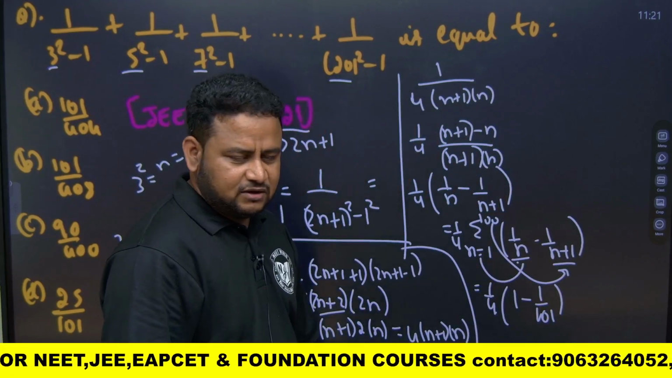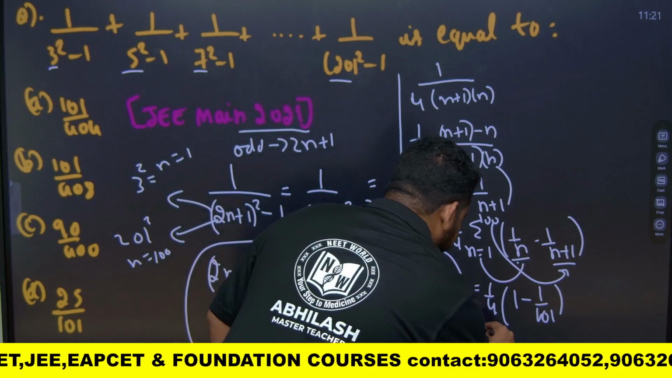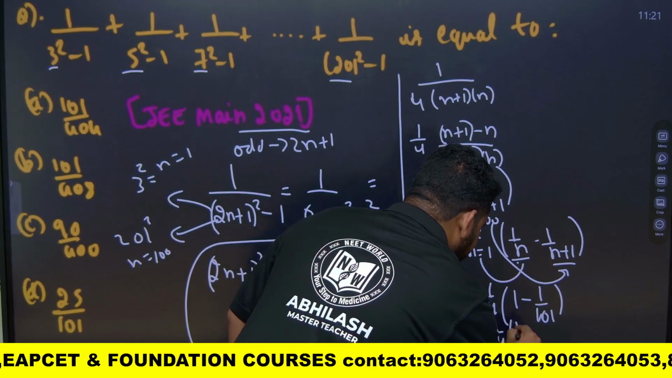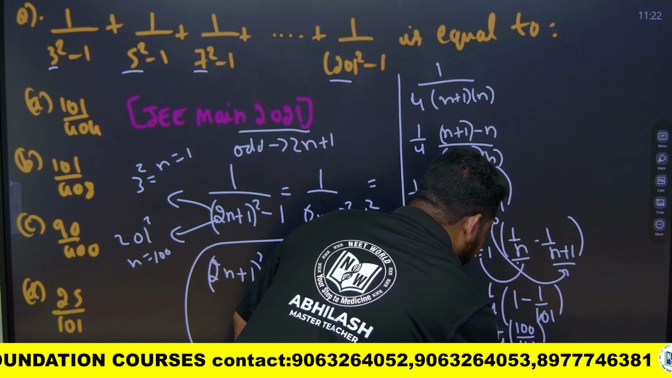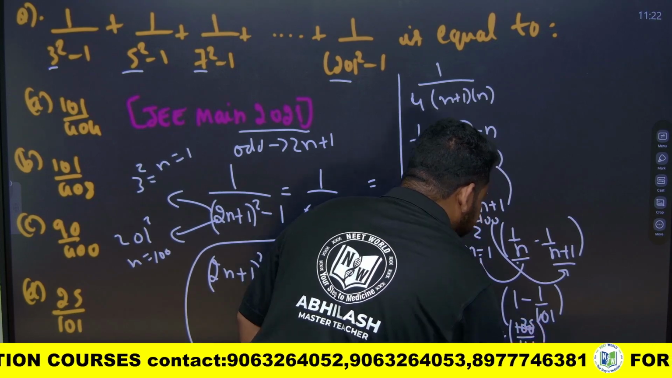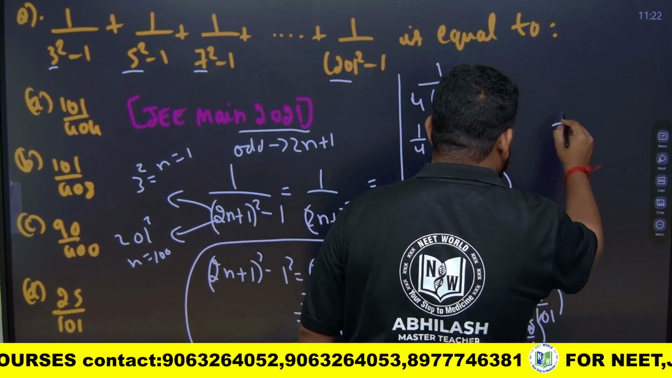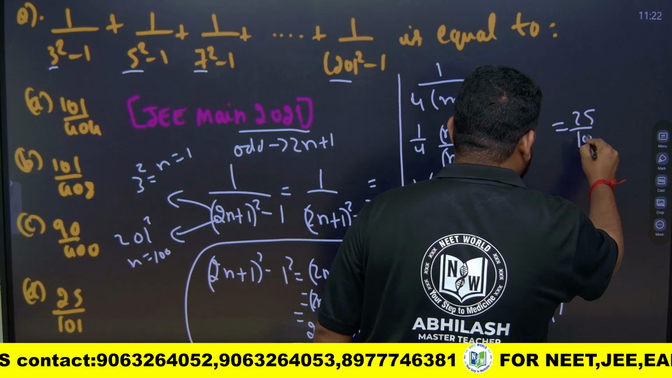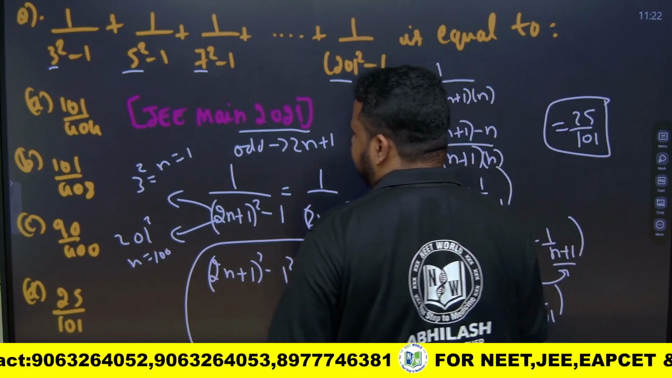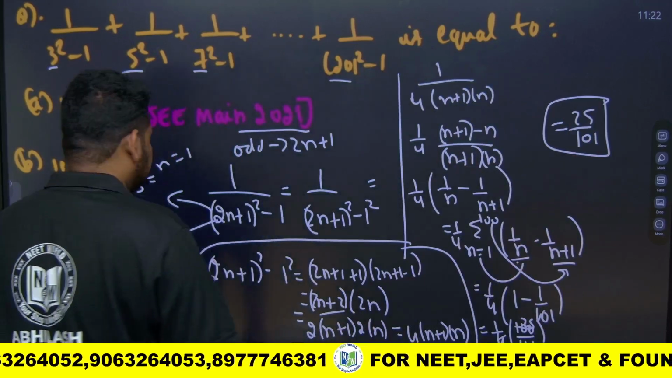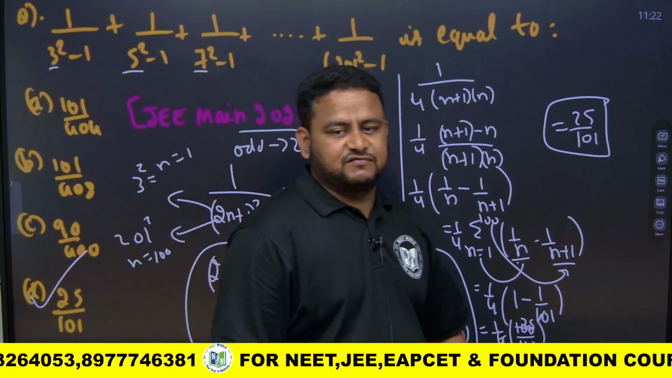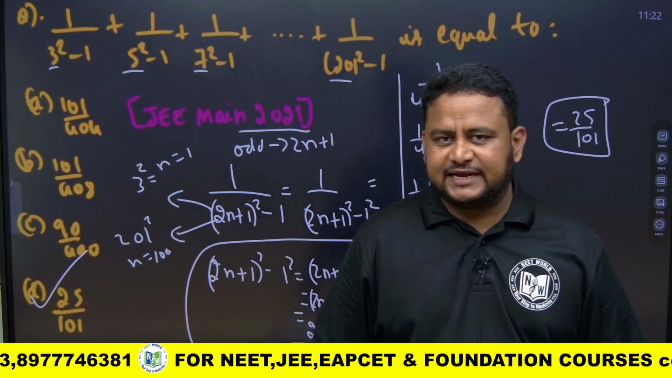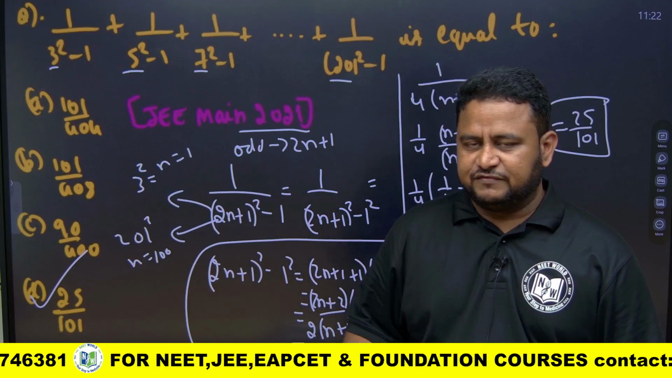If I take the LCM, this will be 1 by 4 into 101 minus 1 is 100 by 101, divided by 4. 4 ones are 4, 25s. So the answer to this question is 25 by 101. The option is option D. Option D is the correct answer, friends. 25 by 101. Again, telescopic series, the method of differences, telescopic series.